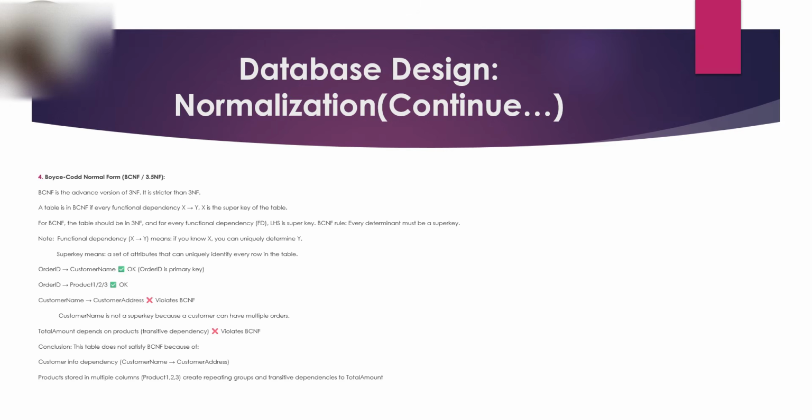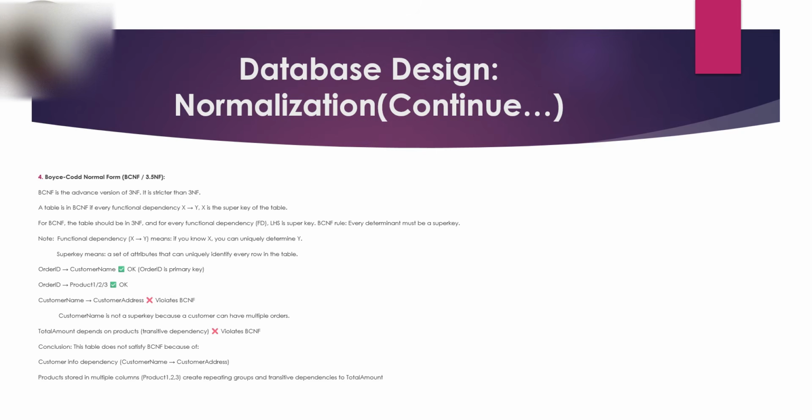Now, order ID to product 1, product 2, product 3 is also okay, because order ID holds the information of the products. Now, customer name to customer address violates BCNF. Customer name is not a super key because a customer can have multiple orders.